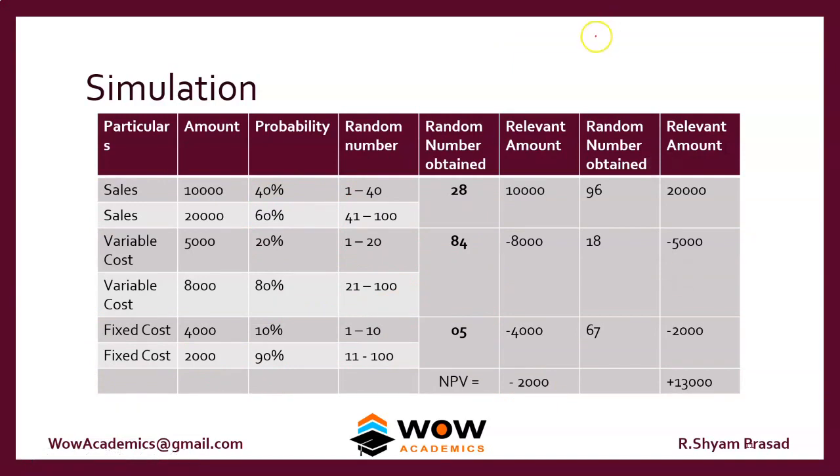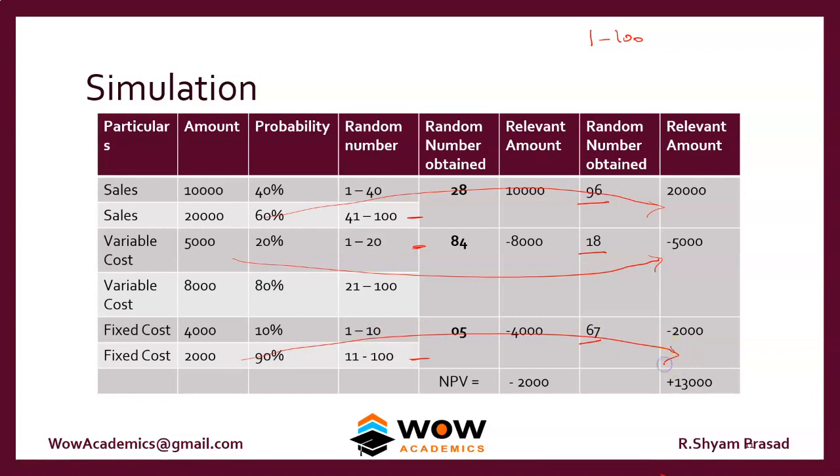Again, you fold all the chits and put them in a box. From 1 to 100 you have written, closed the chit, and put it in a box. Now randomly you have taken, and when you open the chits, the numbers 96, 18 and 67 occur. 96 is within this, so take the 20,000 and put it here. 18 is within this, so take the 5,000 and put it here. The number 67 is here, so take the number 2,000 and put it here.